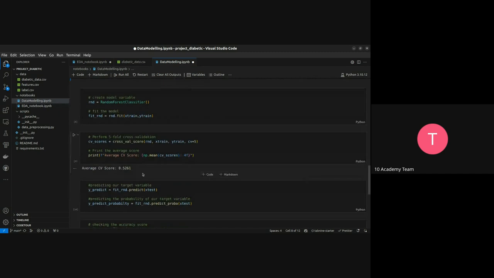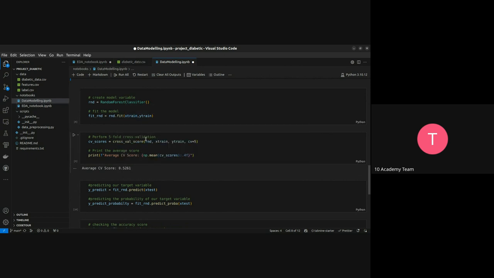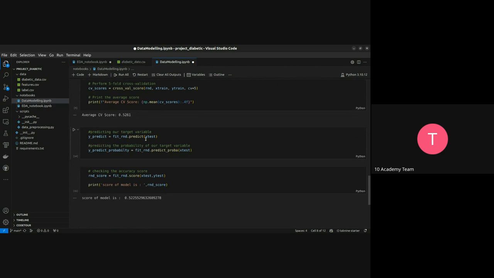This is just the average cross-validation score of the model after it's fitted. If we are happy with this score, we can move on to predicting the test data set. Predict is just predicting with this model, so dot predict on the X test data set. This is just to see our score. The score or the accuracy of this model is just 0.5, or 52%.